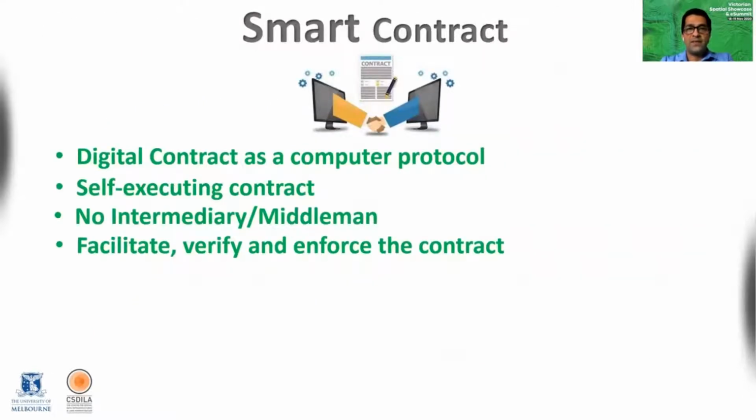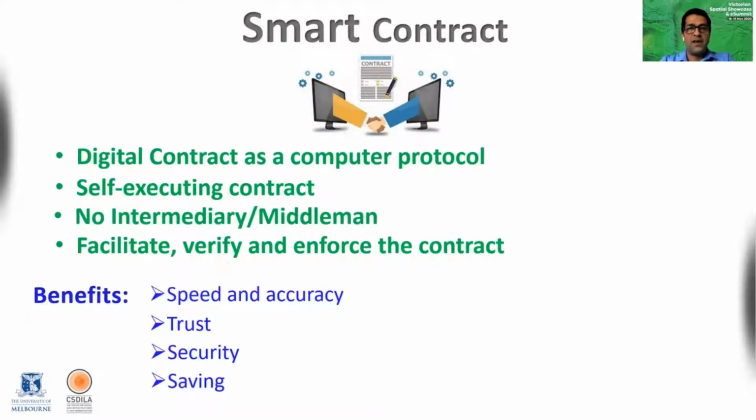Now, let's see what a smart contract in blockchain is and how it works. A smart contract is a digital contract between two parties. It is self-executing. It means that it is like an if-then statement to execute the contract agreement based on predefined rules. And there is no middle party or intermediary in a smart contract. A smart contract facilitates the contract with the highest transparency and trust. Benefits of a smart contract are speed, accuracy, trust, security, and saving costs.